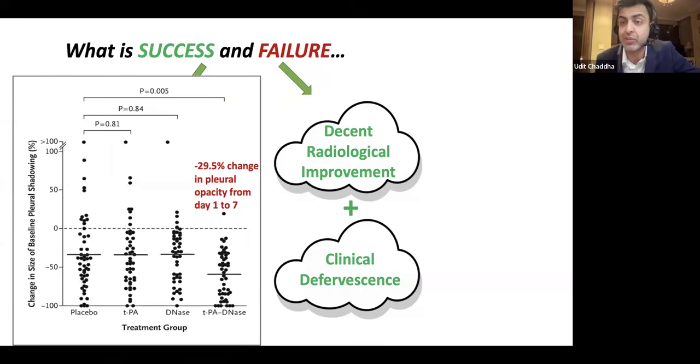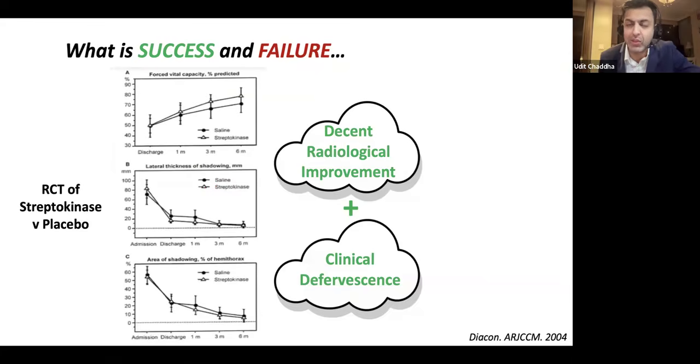Look at the MIST study, which had a radiological primary outcome. There was a 30% improvement in pleural opacity from day 1 to day 7 in the IET group. But look at the numbers. Very few people had complete radiological resolution. In fact, a very small number of patients had that. And you see this across studies.